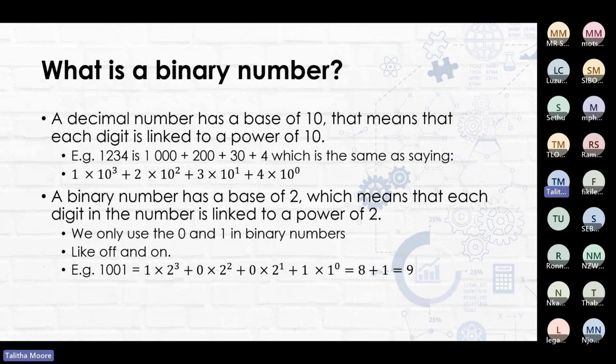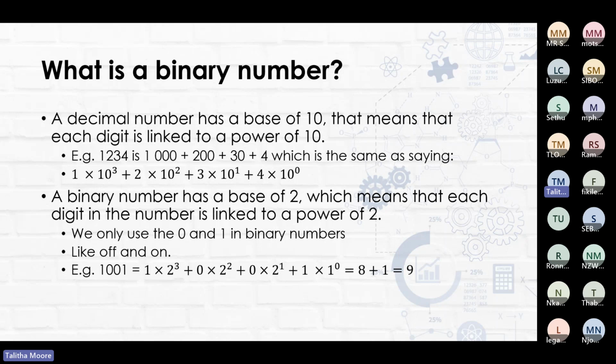Now we can do the same thing with binary numbers, but a binary number has a base of 2, which means that each digit in the number is linked to a power of 2, and we only use 0 and 1 in our binary numbers. So basically like off and on, and this is used as the very basic programming for machines and for programming computers and so on.